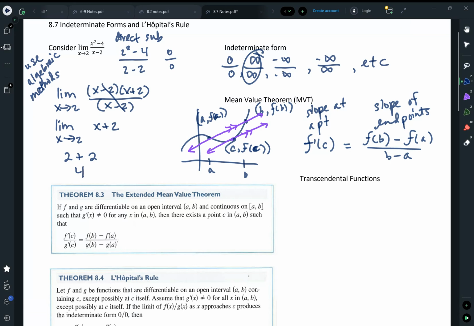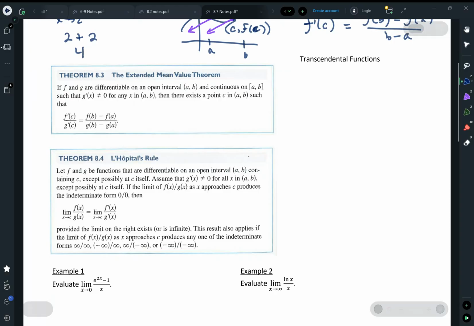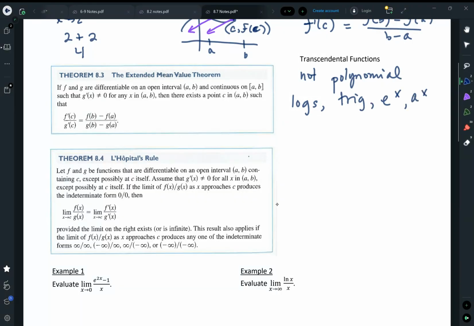Another thing we want to add here is that it works really well for transcendental functions, which are not polynomials. This is lots of different stuff going together, like logs or natural log, trig, e to the x power, a to the x power. These are all not polynomials, so they're transcendentals.